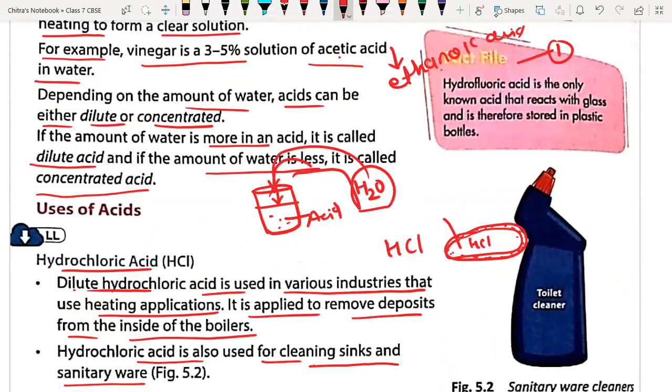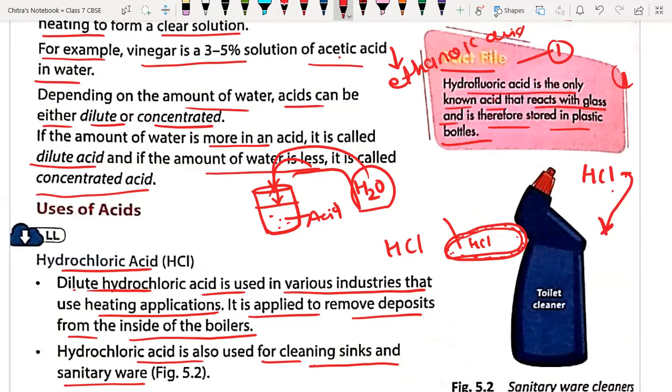Now, the first important fact here. Hydrochloric acid is the only known acid that reacts with glass and is therefore stored in plastic bottles. Very important. It is not stored in glass because it reacts with glass. That's why it is stored in plastic bottles.